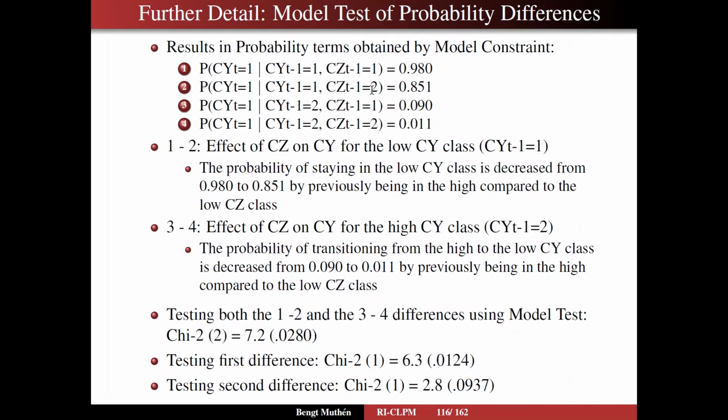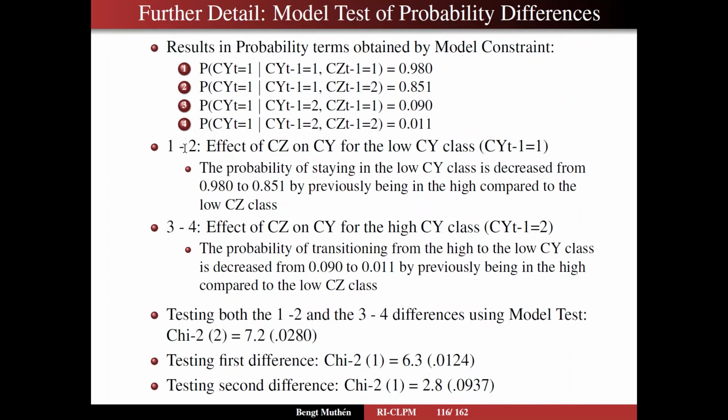We can calculate these different probabilities from the estimated model using model constraint. And I think I included an output which shows how I did that. If you look at this carefully, if you compare 1 and 2, you see that the difference between those two lines is that on line 2, the previous Z value is 2, that is, it's the high class. So we're comparing being in the low class for Y, given that the previous Y is in the low class, but comparing being in the low or high class for Z. So we see that the first value is higher than the second.